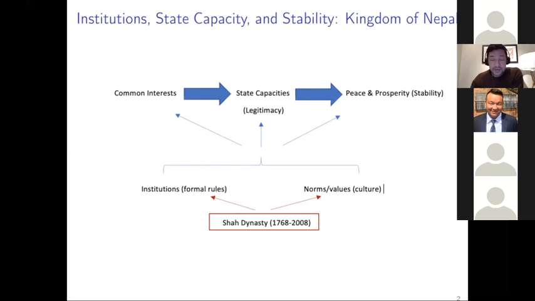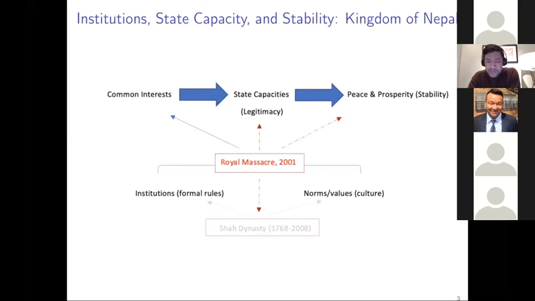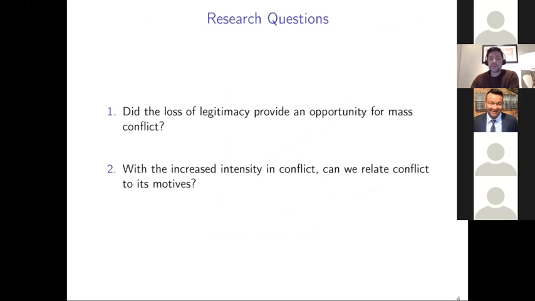I'll argue that the massacre depleted these capacities directly, and because of the depletion, it created a space for instability. And that brings me to these two broad questions. Did the depletion of capacity, especially legitimacy, increase armed conflict? And if it did, can we link that back to some of the motives?